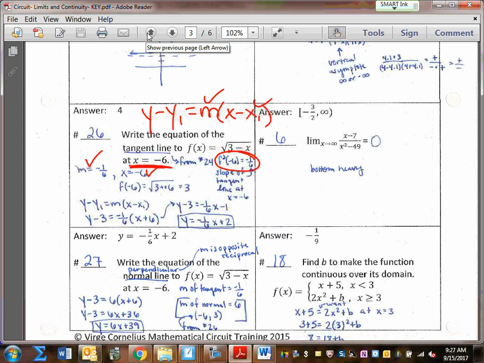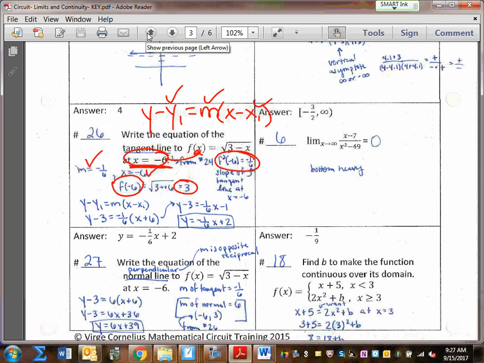Yeah. So how do I find my y value? I've got my x value, I've got the function. How do I find my y value? You just plug it in. You take your x value, put it in your function to get your y value. And so that's what we got here.